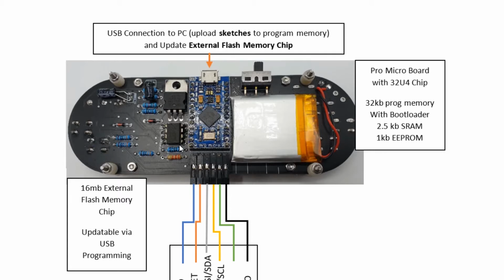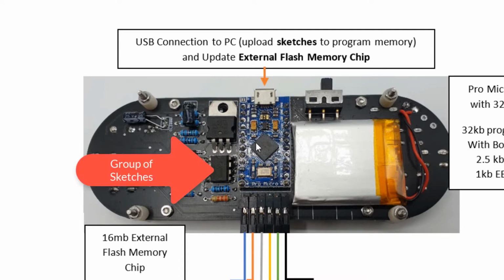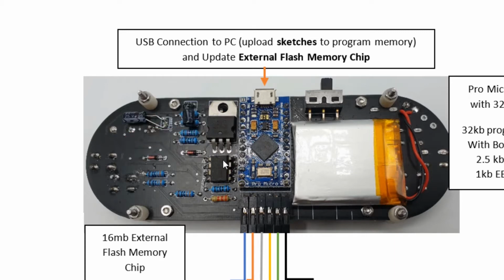The next thing you might do is load a single sketch. If you were loading a single sketch, you would load it via the USB connector. That single sketch would be loaded onto your 32U4, which is the microchip that's based on your Pro Micro board. So that's an ATmega32U4 chip, which has program memory that you can write a single sketch to. So here we have a group of sketches, here we have a single sketch, and when you're writing to both these chips, you actually use the USB connector for programming purposes.